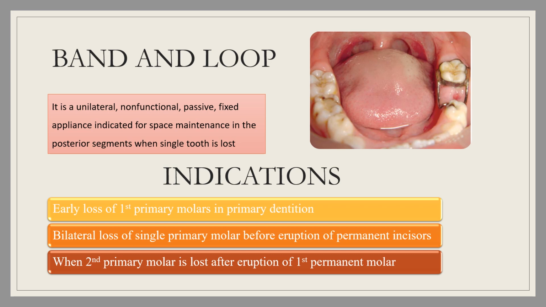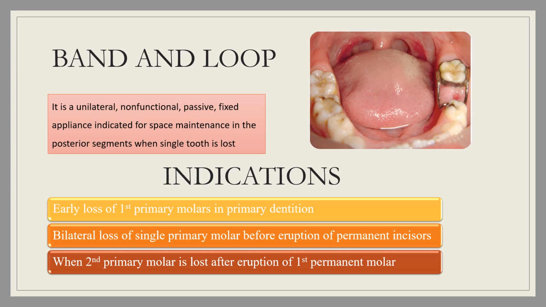It's a unilateral, non-functional, passive, fixed appliance which is indicated for space maintenance in the posterior segments when there is a loss of a single tooth. It's a unilateral appliance, which helps to maintain the space on one side. Then it's non-functional. We are not going to replace the teeth. We are only going to maintain the space here. That's why it is non-functional, and it is a passive appliance.